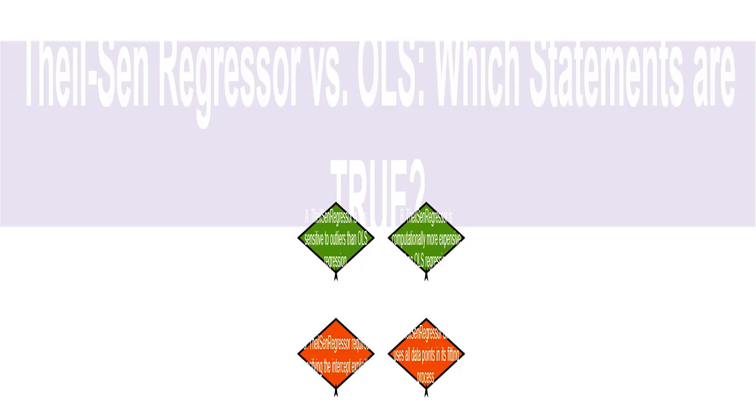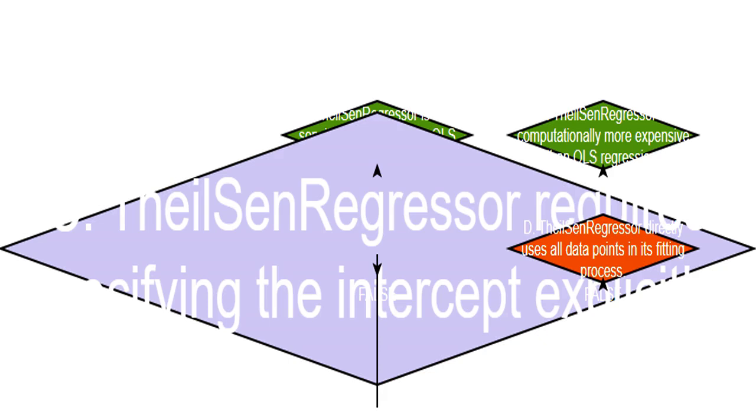This question asks us to identify correct statements about TheilSen regression compared to ordinary least squares, OLS, regression. We need to understand how each method handles outliers and the computational demands of each. It's a test of our knowledge of robust regression techniques. This statement is false. TheilSen regression in scikit-learn automatically estimates both the slope and the y-intercept. You don't need to provide them.